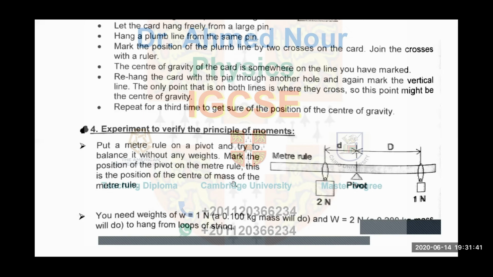When you do an experiment to verify the principle of moments, which says no resultant force and no resultant moment in any direction, there are some points you have to take into consideration. First, put a meter rule on a pivot and try to balance it without any weight.